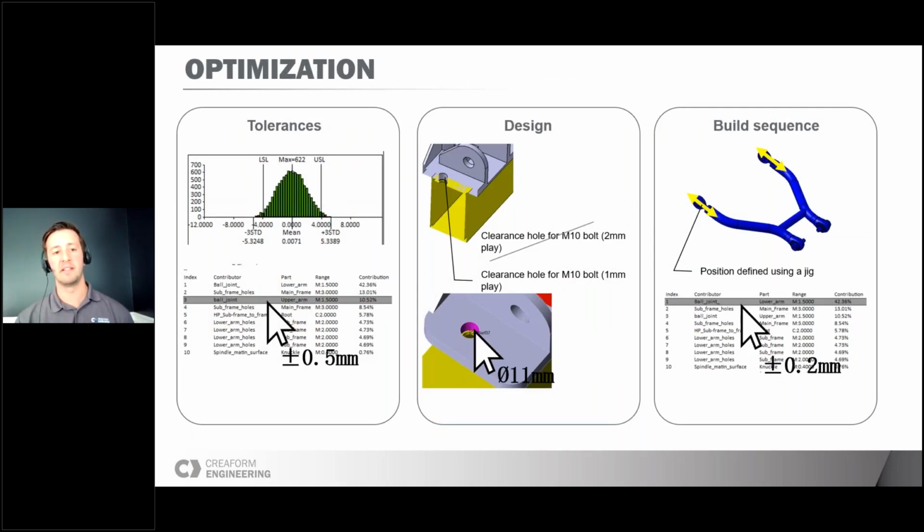If you want to optimize the design, you have the same three options. One, tolerances: can I reduce them? Second, the design: can I add clearance between parts? Can I change the geometry of the parts to make it less sensitive to variation? And can I change the build sequence?